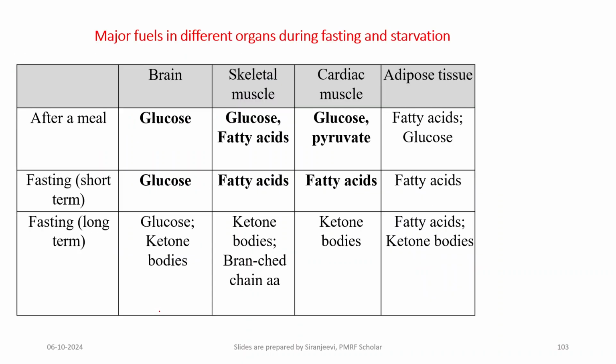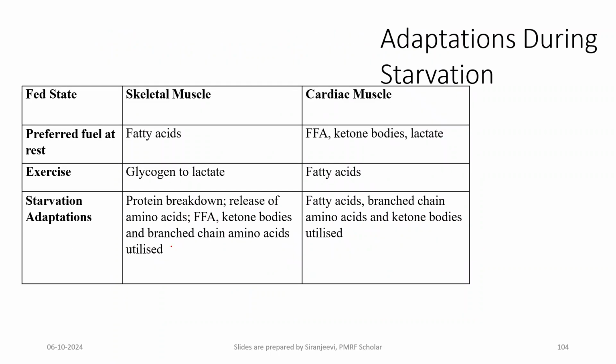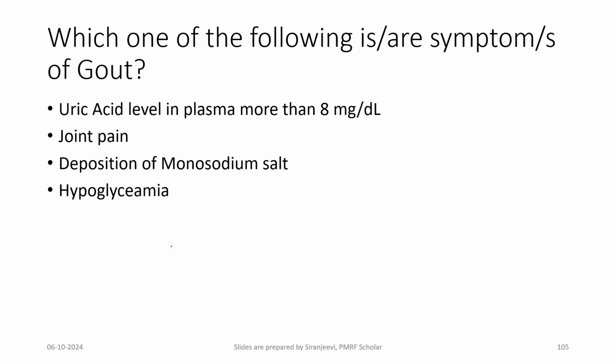So these are the different major fuels in the body. One thing I have to stress here: the ketone bodies will be the energy fuel in the case of all tissues in the prolonged fasting state when compared with other things. The same takes place in the cardiac muscle as well as in the skeletal muscle, and you can go back and see what the preferred fuels are in the different fed states. So with that, we are at the end of the lecture. So we will start with the questions now.